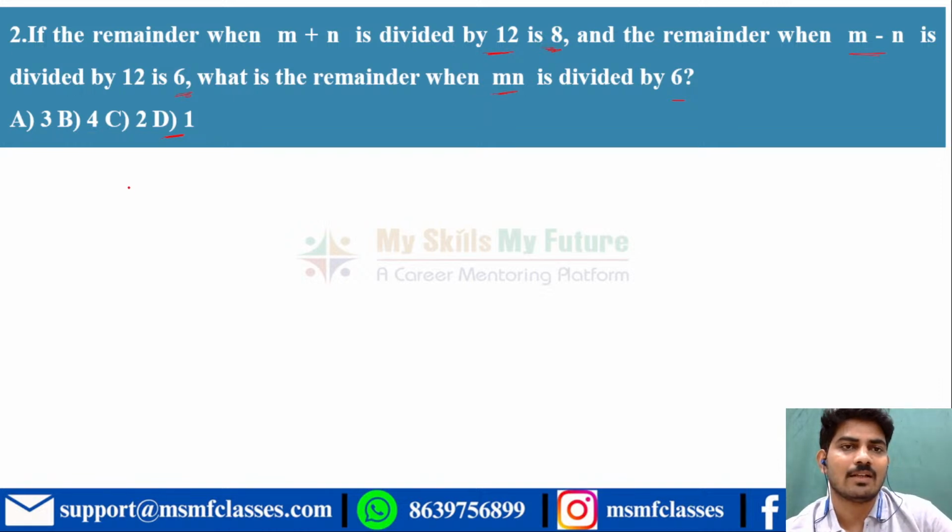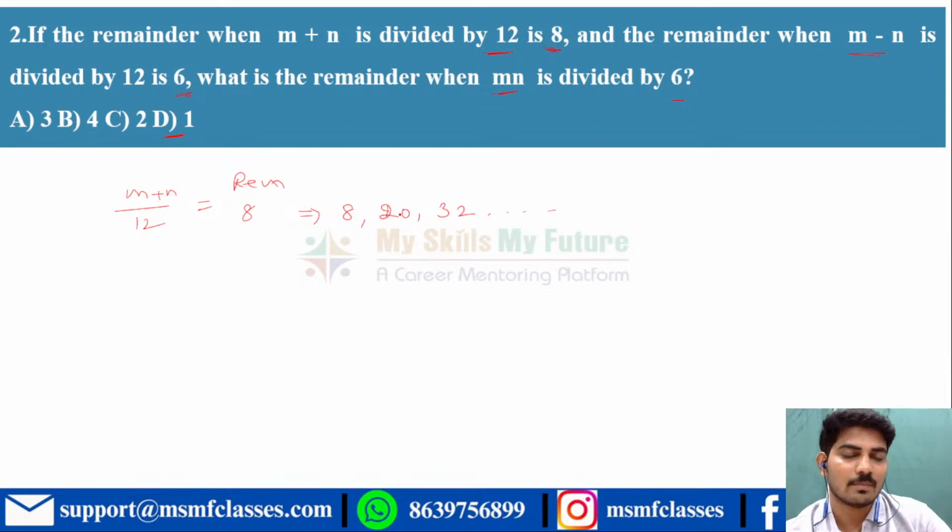I'm directly giving the shortcut method here without going for the actual method. So m plus n when divided by 12 gives a remainder of 8. So I can take the numbers 8, 20, 32, and so on. Why? Because if I assume m plus n was 20, when I divide 20 by 12, I will get a remainder of 8. If I assume m plus n was 32, and divide that by 12, I will also get the remainder of 8. So the smallest m plus n value, I will take as 8.